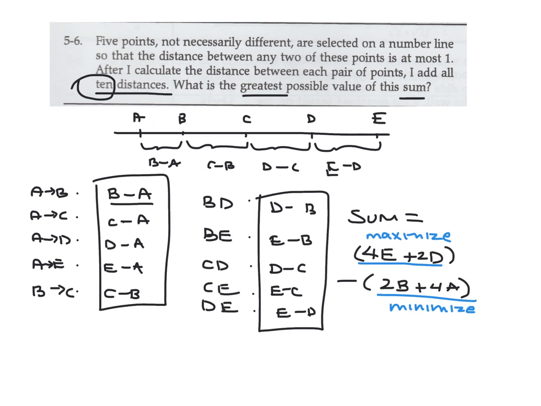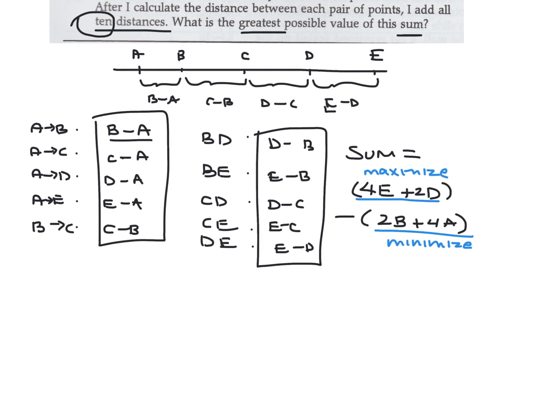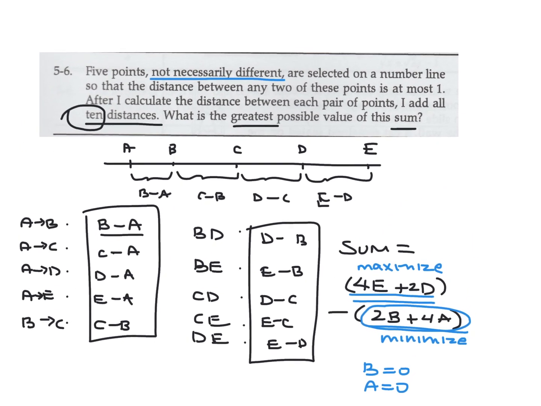Well, this is a very important point: not necessarily different, so they could be the same. So if they're the same and I want to minimize this, why don't I just let B equal 0 and A equal 0? If I do that, this whole term becomes 0. And if I want to maximize this, how can I do that? By staying within the parameters of the question. Distance between any 2 points is at most 1. So the maximum I can make E is 1 because A is 0. Got it? I hope that made sense.